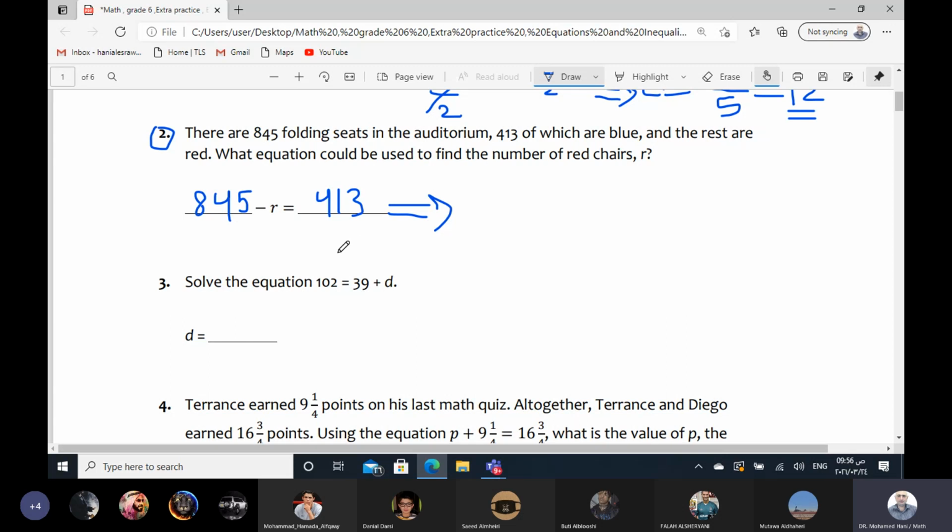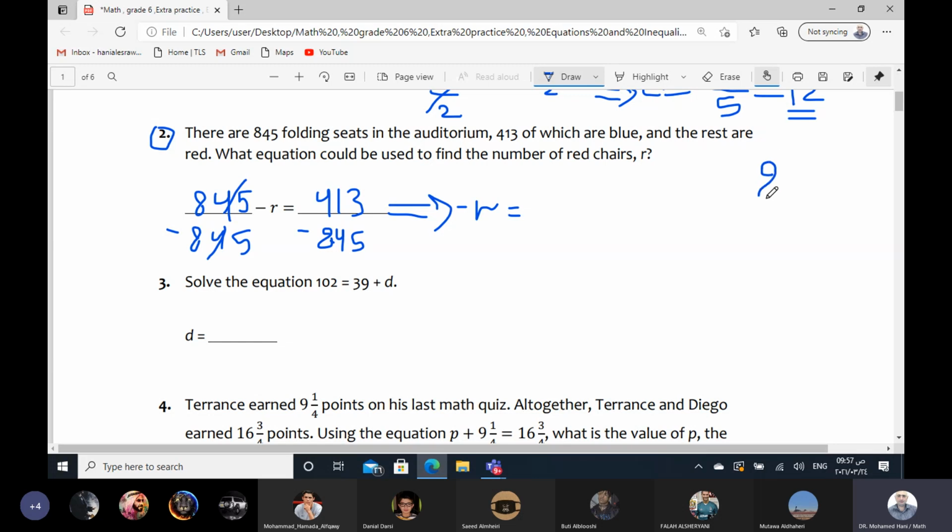The first step, we want to remove 845 from this side. So we can subtract 845 from the two sides. Now 845 minus 845 will be 0. It means here minus R equals.